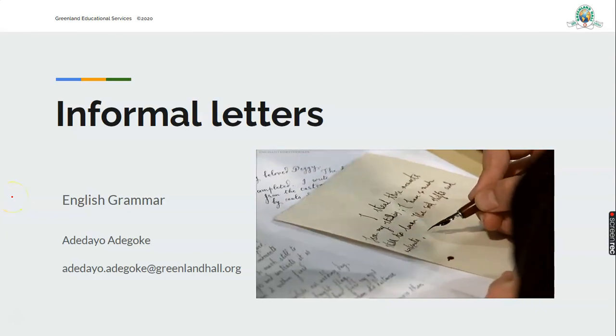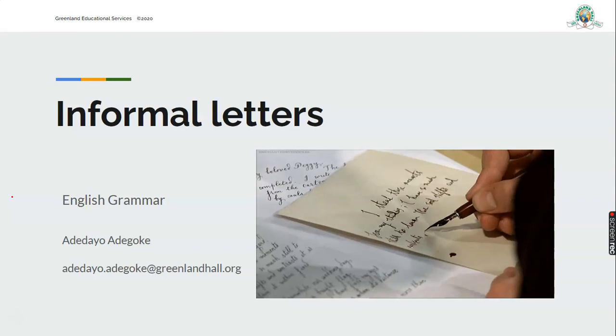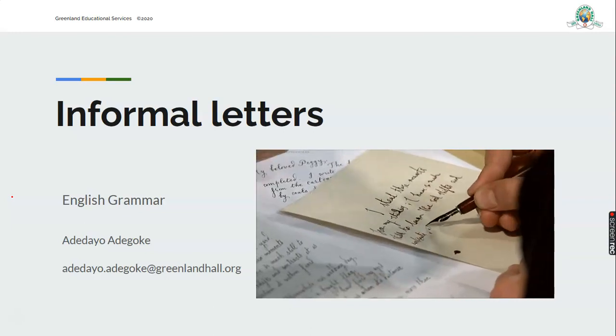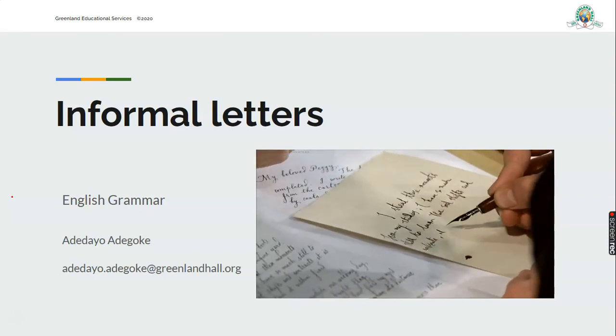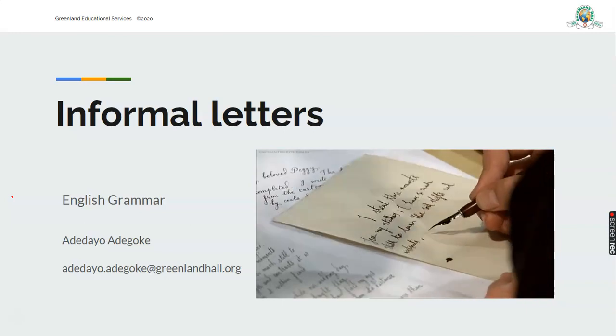Our topic for today is informal letters. Like you can see, we've talked about it before, and we are studying this topic in English grammar.